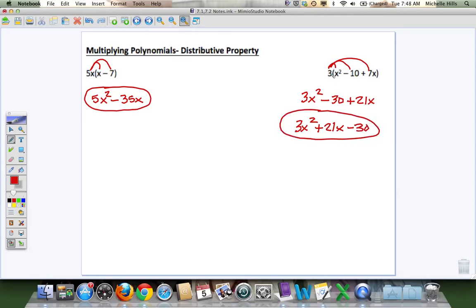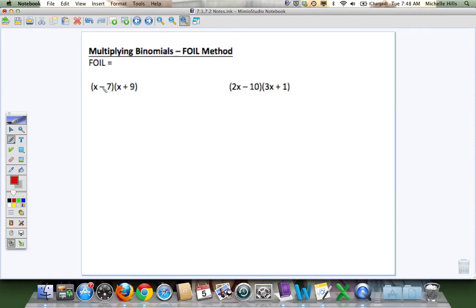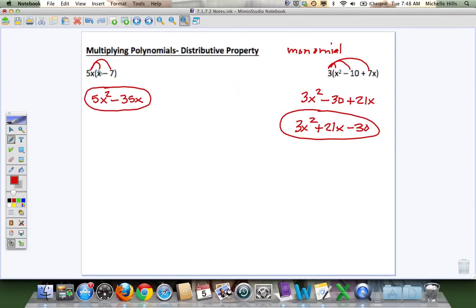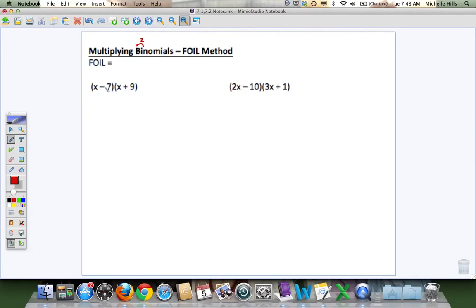Again, this is a monomial, mono meaning one, times a polynomial. Now when I have two binomials together, bi means two, so 2 terms times another 2 terms, I can use something called FOIL. Notice that I was just using the distributive property here. If I say something and multiply by things in parentheses, everything in the parentheses gets multiplied by what's up front. Well, that's really what's happening here too.